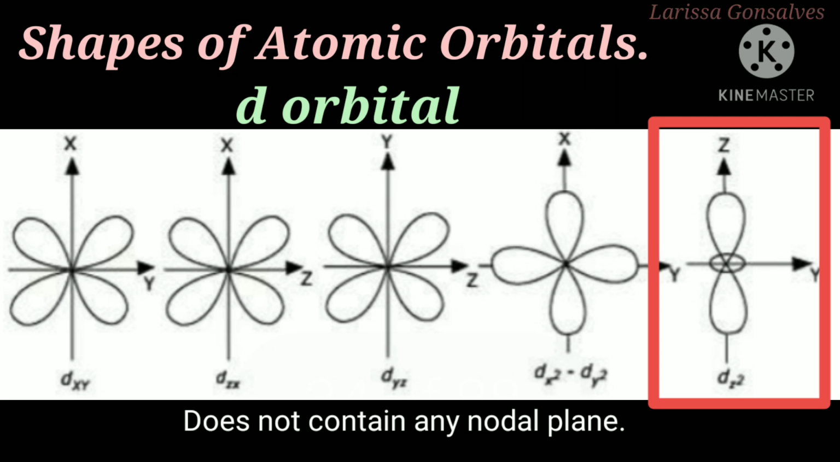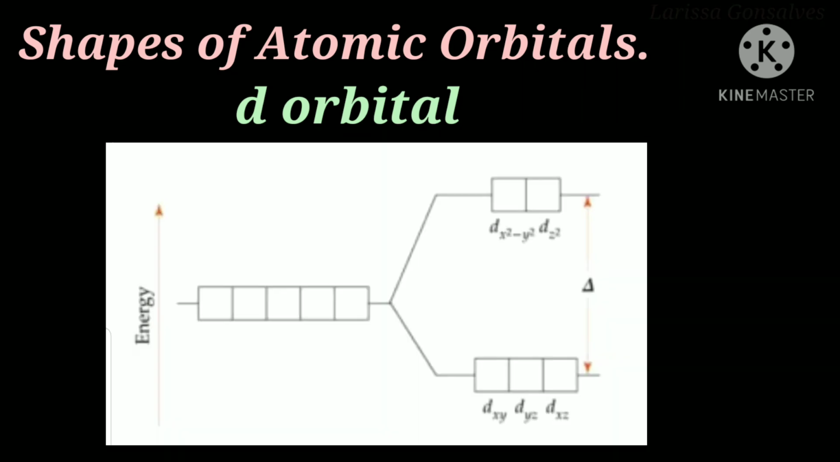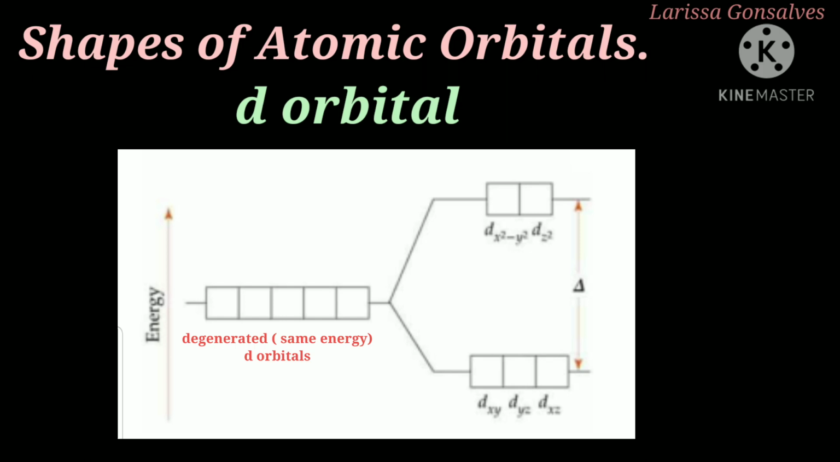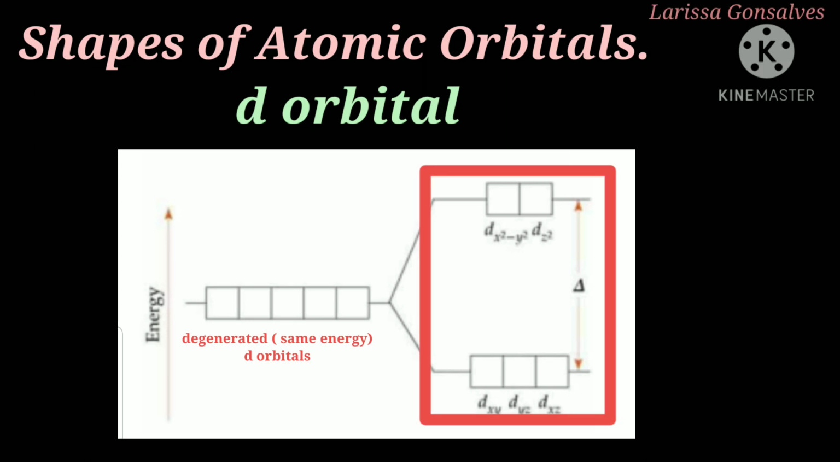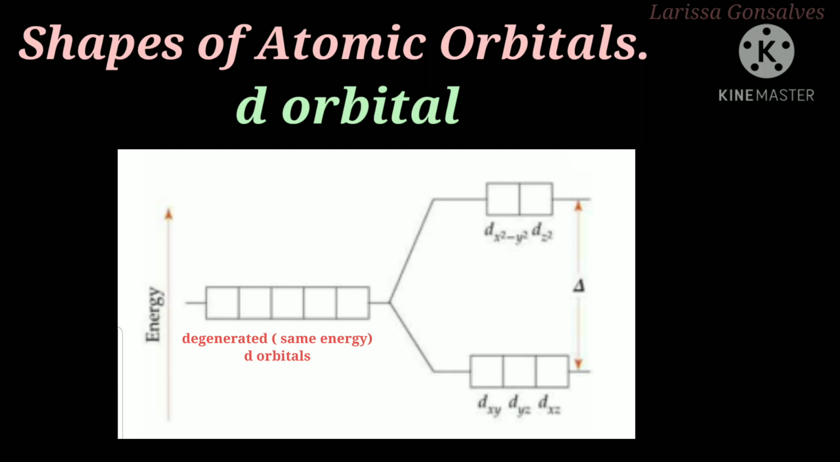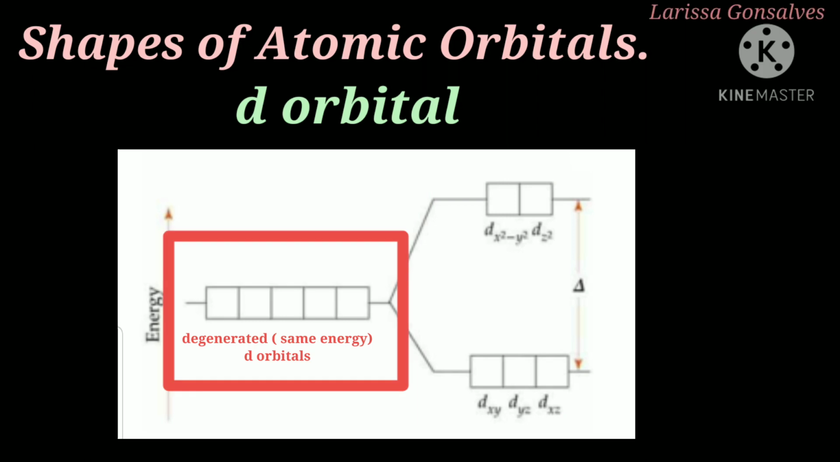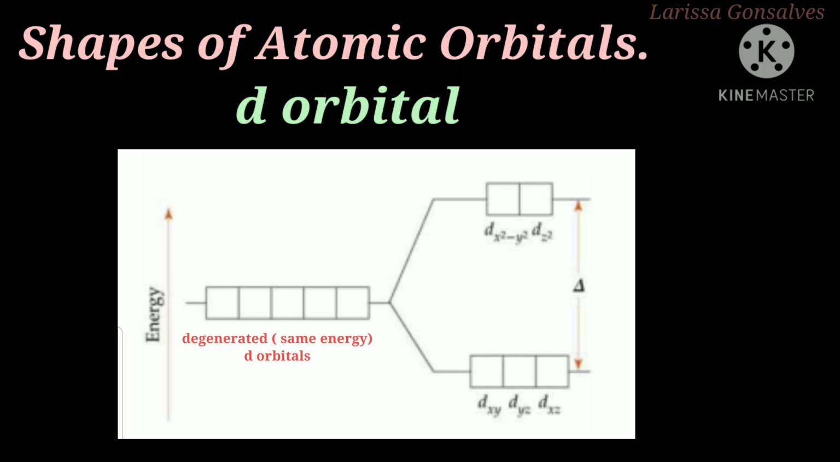The 5 orbitals which are present in the d sublevel will have the same energy in the ground state. After these orbitals split up, they are going to have lower and higher energy based on the splitting. But when they are at the ground level, that is the lowest energy level, all the 5 d orbitals are going to have the same energy. So this was all about the shapes of atomic orbitals.